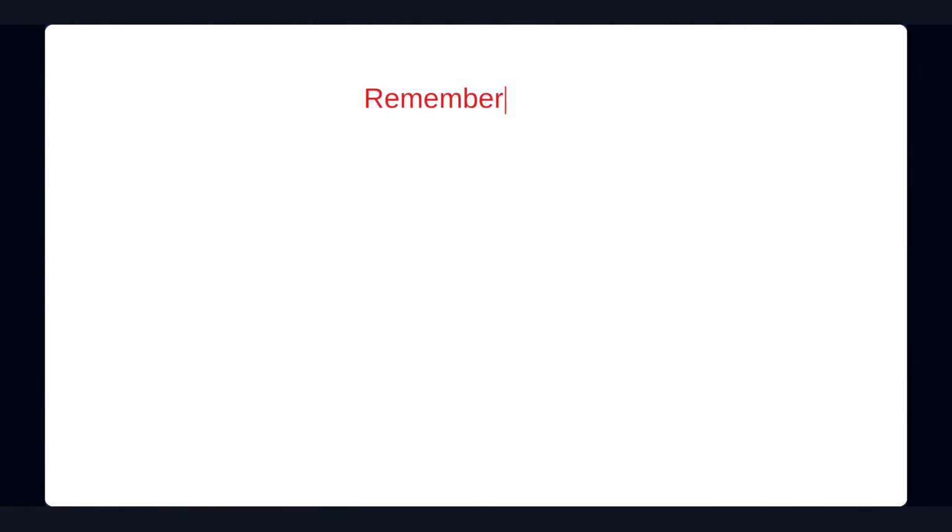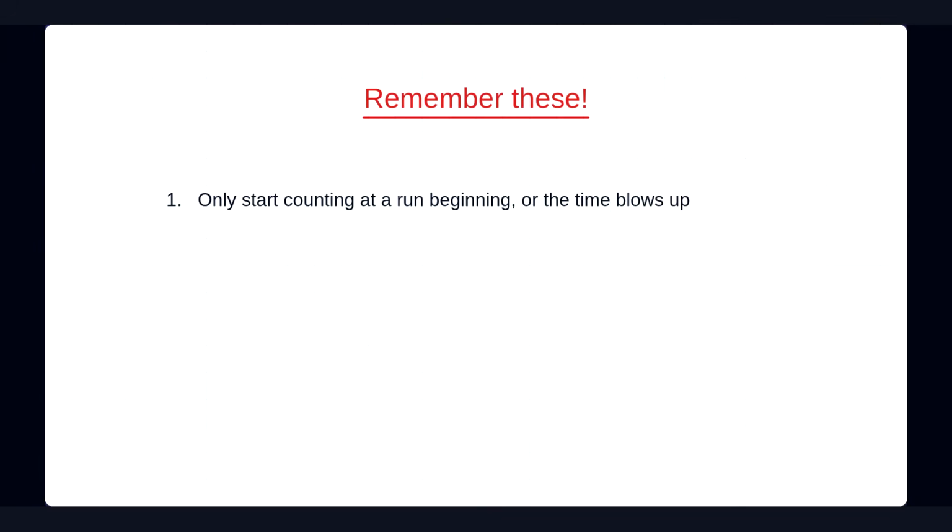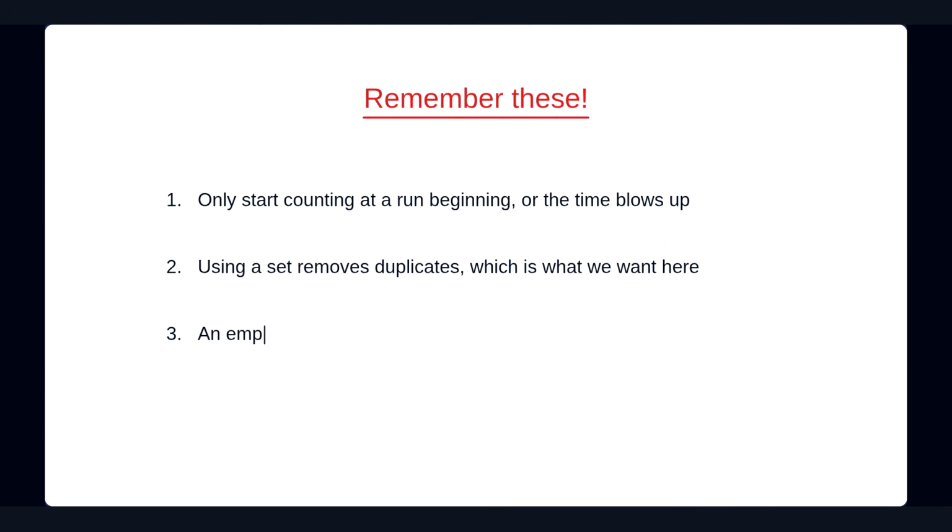Three reminders. The speed depends entirely on starting a count only at a run's beginning. If you count from every number, you get a much slower solution. Building a set also drops duplicates, which is exactly what we want when measuring a run. And start the best length at 0, so an empty array correctly returns 0.